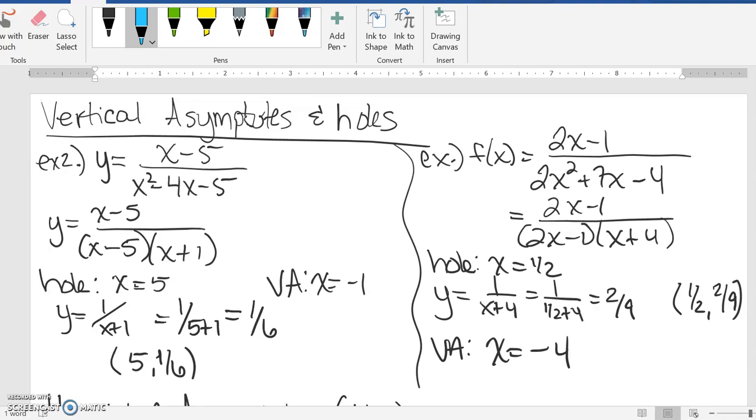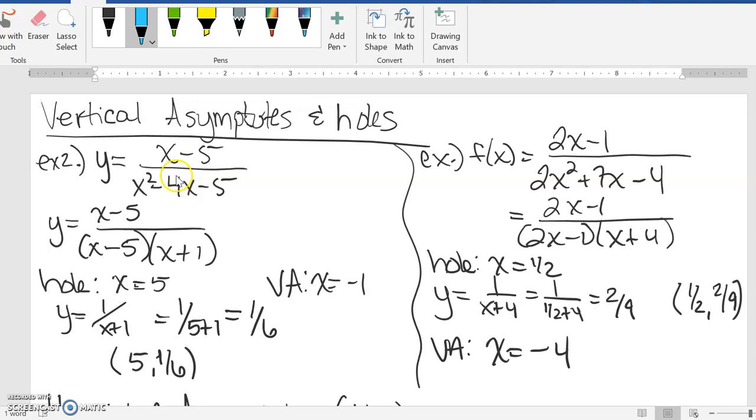So let's look. We did one example in class. We're going to look at two more examples for vertical asymptotes and holes. So if you have this rational function, again, rational function means you basically just have x's in the denominator. Could be a constant up top or another function with x's.